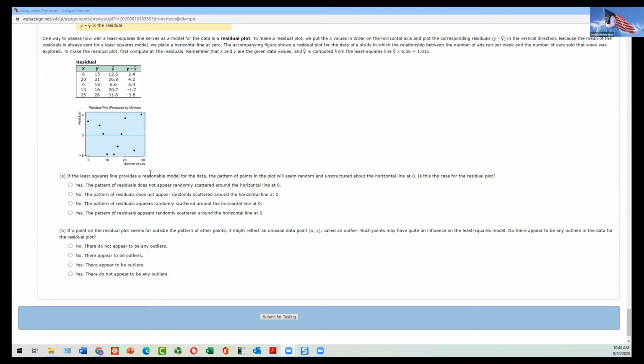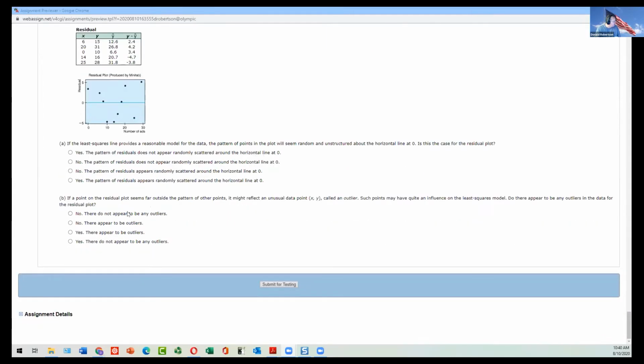So here it goes. If the least squares line provides a reasonable model for the data, the pattern of dots will seem random and unstructured. Okay. Yes, this pattern of residuals does not appear random. No, the pattern of residuals does not. No, the pattern of residuals appears random. So it's asking, in this case, for the residual plot, you choose one of them. Now, if a point on a residual plot is far outside the pattern, we're going to call it an outlier, aren't we? We've already talked about that.